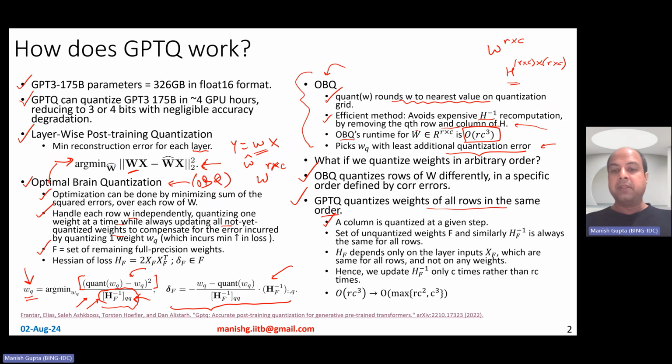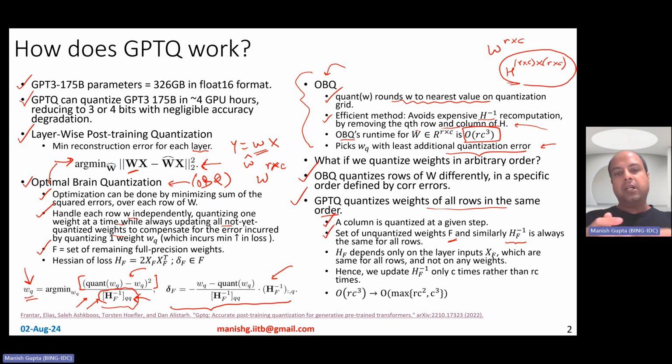Now, why go column by column? Because the set of unquantized weights F is the same for all the rows. If I choose to quantize the first weight, all the other weights in the row are in the set F. Similarly, if I quantize the second weight, all the remaining weights, from the third to the end of the row, are in this unquantized set F. Which means that if I go column by column, I can use the same HF inverse. Remember, the Hessian H is very big, R cross C cross R cross C.